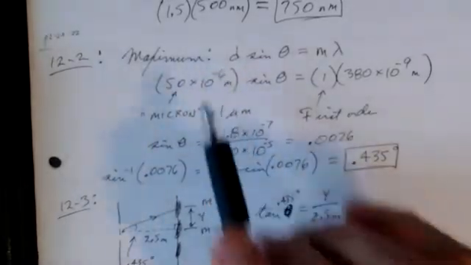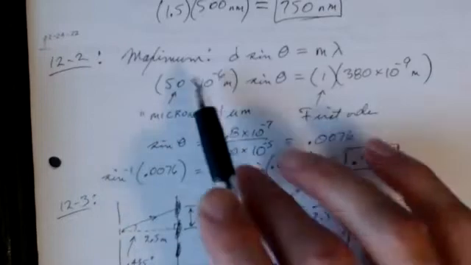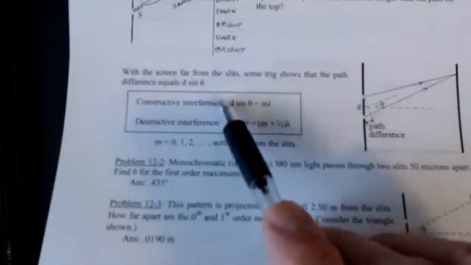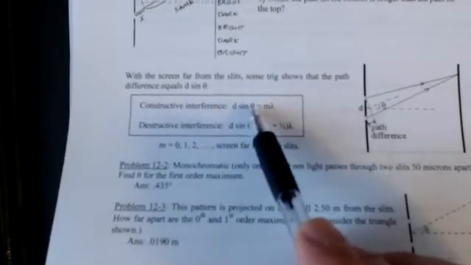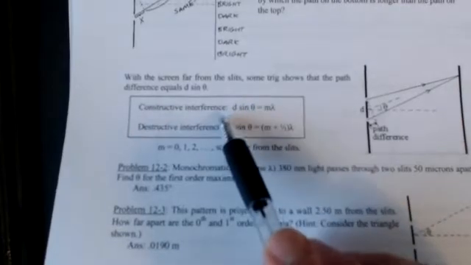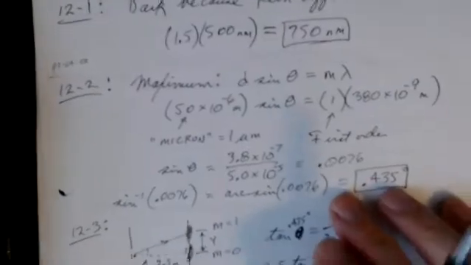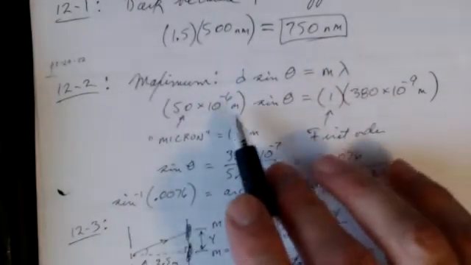So the question says that the slits, okay, maybe I should begin at the beginning. It says the first order maximum. In other words, we're talking about one of the bright areas in this interference pattern. So you look at your formula sheet, or you look at the notes right here, and where you get constructive interference, which is what would give you maximum brightness, d sine theta equals m lambda. So write it down and then start sticking stuff into it.